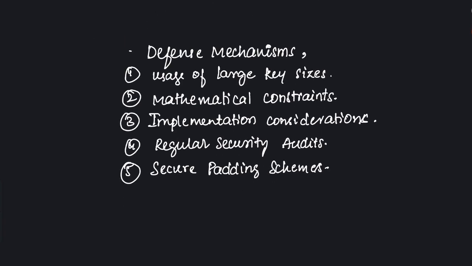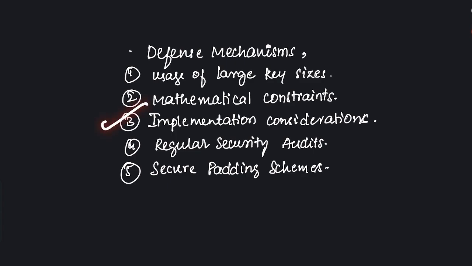Let's look into the defense mechanisms. First one is to use a large key size. A large key size increases the complexity of brute force and mathematical attacks. We know this. Then we have mathematical constraints. While generating the prime numbers p and q, we have to ensure that they are of similar length, and both p − 1 and q − 1 should have large prime factors. And the greatest common divisor GCD of p − 1 and q − 1 should be very small. That's why we have taken GCD as 1, right?